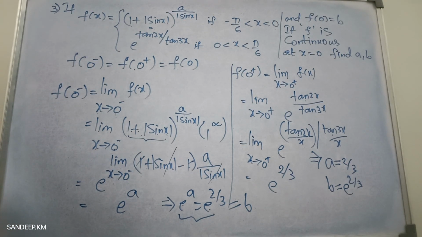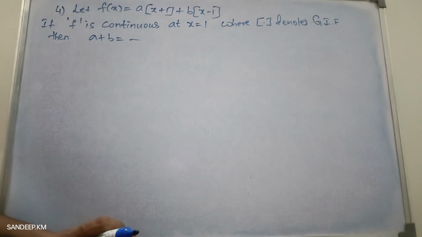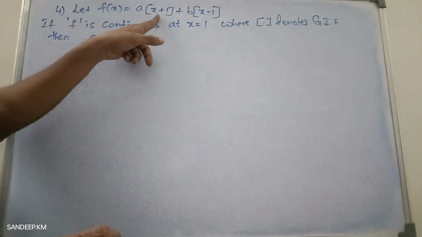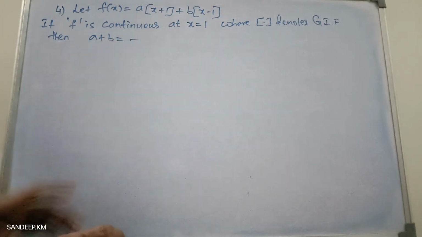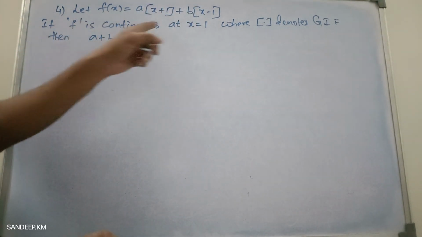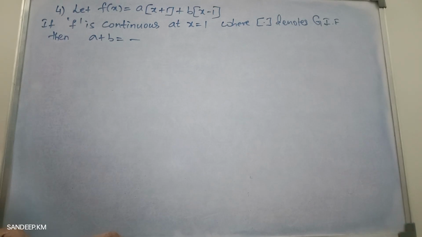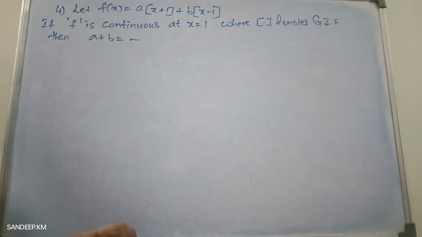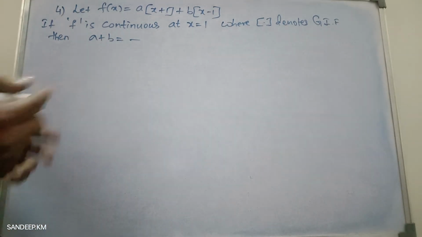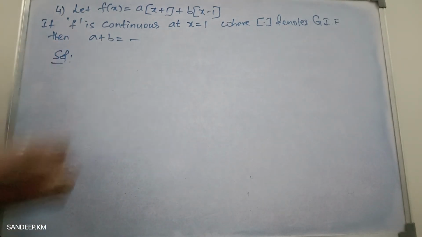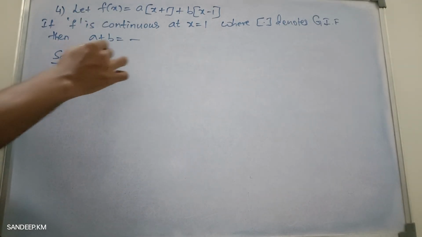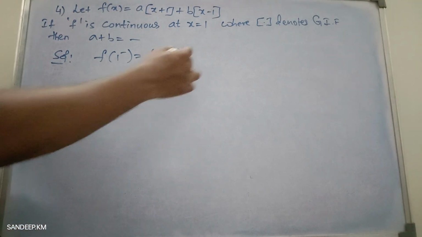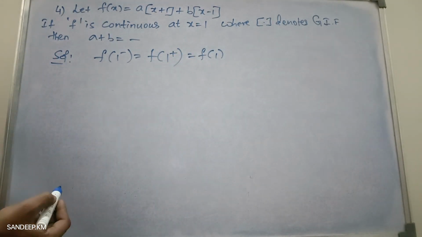Let us go for the next question. Our fourth question: if f of x is equal to a into step of x plus 1, the greatest integer function, plus b into step of x minus 1, and f is continuous at x equal to 1, where this denotes the greatest integer function, then what is a plus b? The value of a plus b. So let us see how to solve this question. First of all, obviously f of 1 minus is equal to f of 1 plus, and it is equal to the value of the function f of 1.